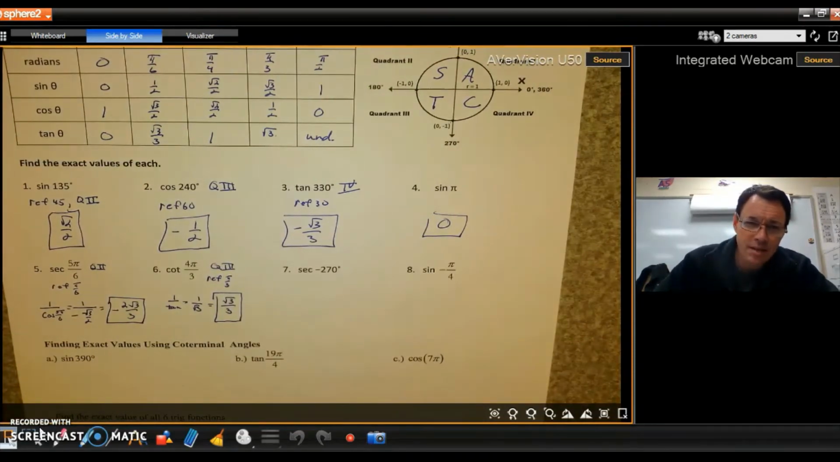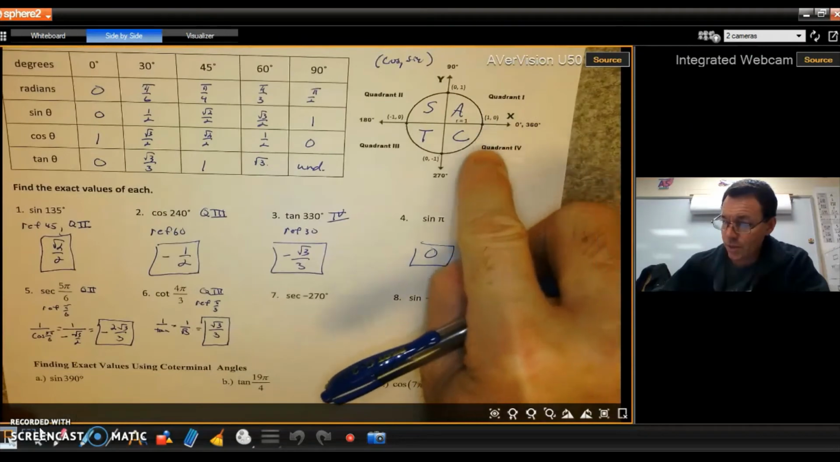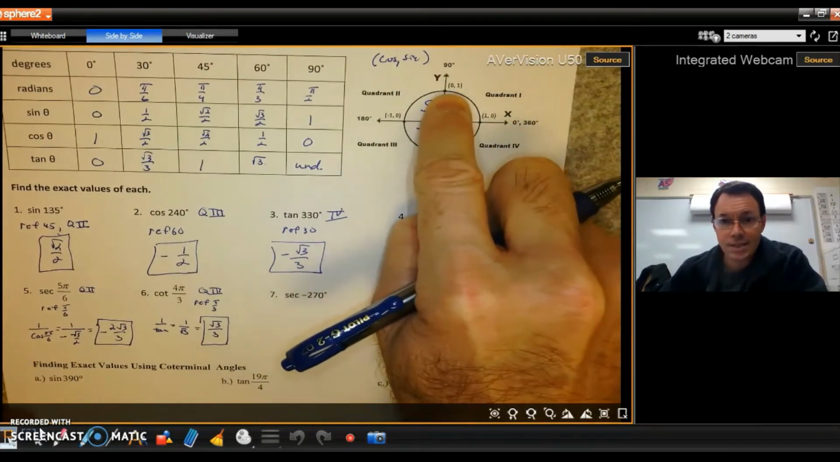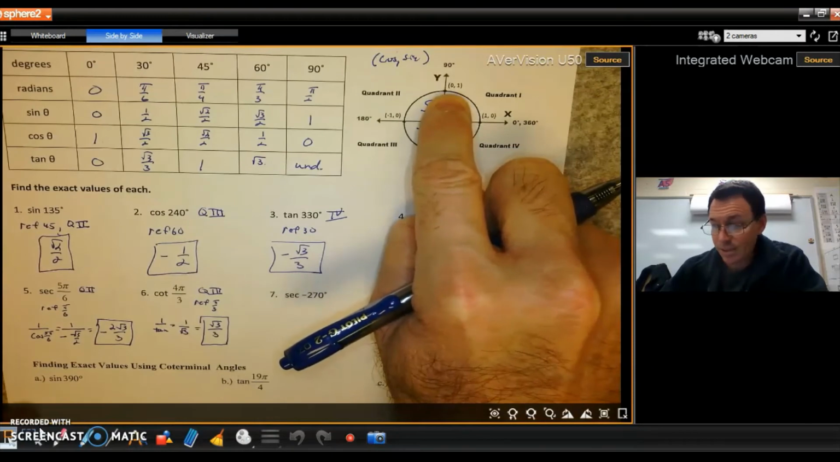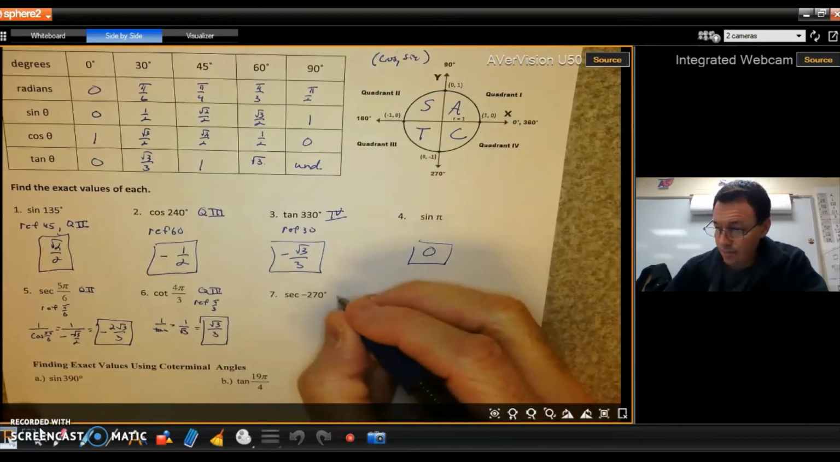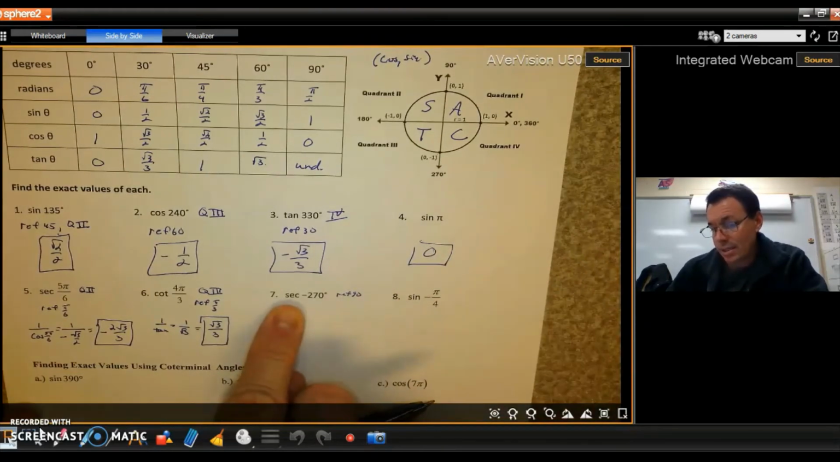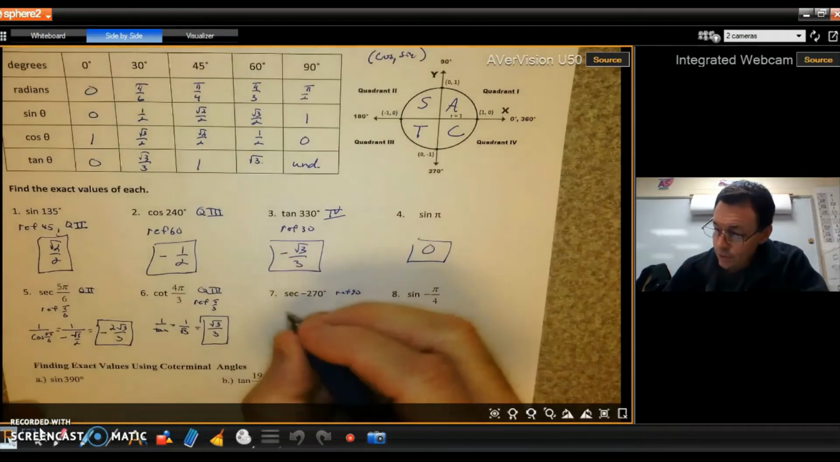How about 7? Where is 7 going to be? Negative 270. All right, so we're going this way. So negative 270 is up here. That's the same as a 90-degree angle. In fact, that's your reference angle. Just use that. So the reference angle is 90. Secant is the reciprocal of cosine.